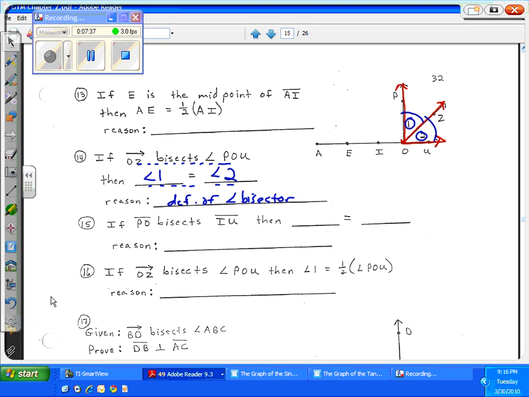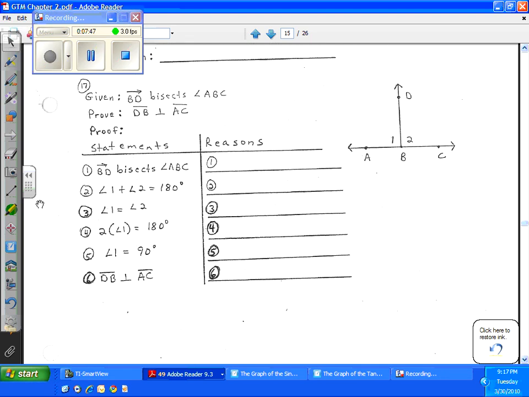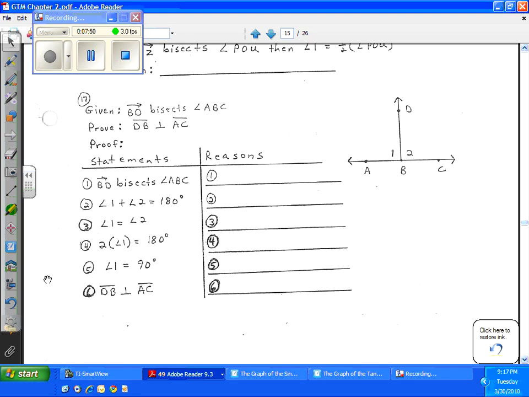Okay. Now don't forget there's the definition of an angle bisector, and then there's the angle bisector theorem. There's definition of the other stuff. You got it? Okay. All right.